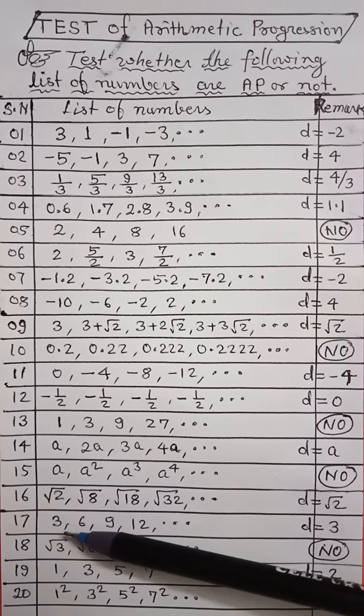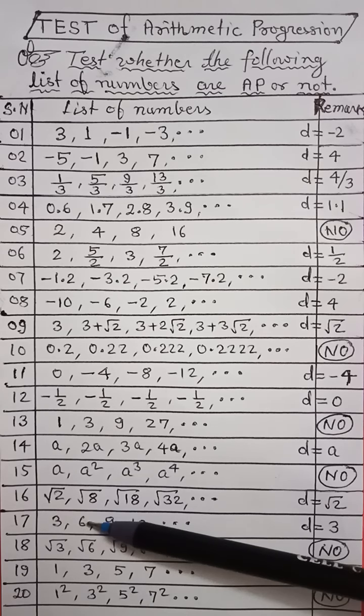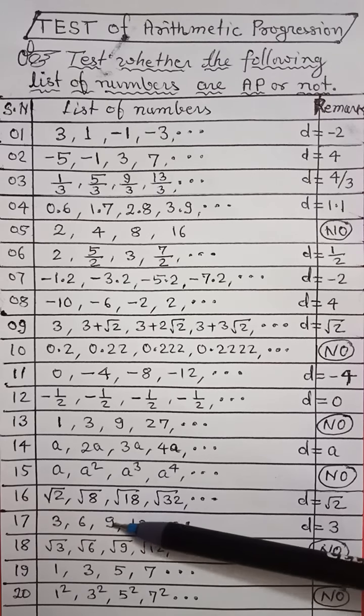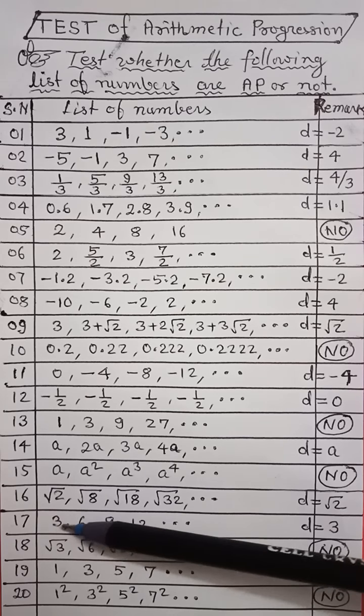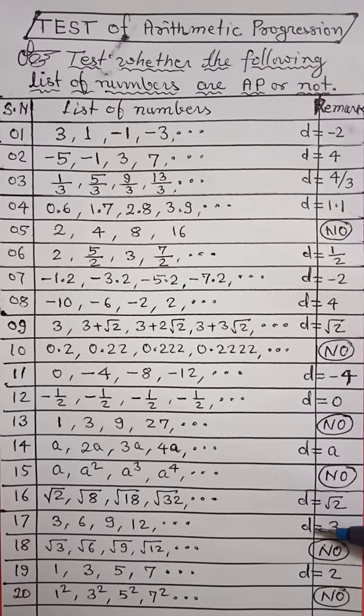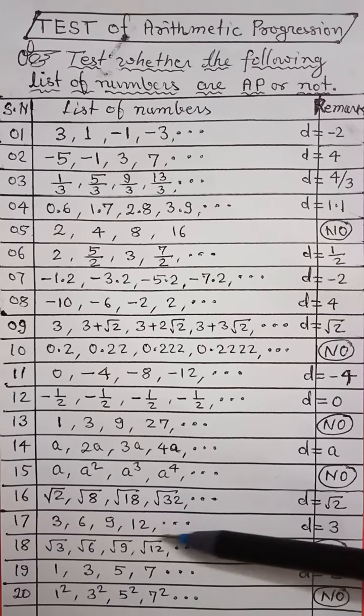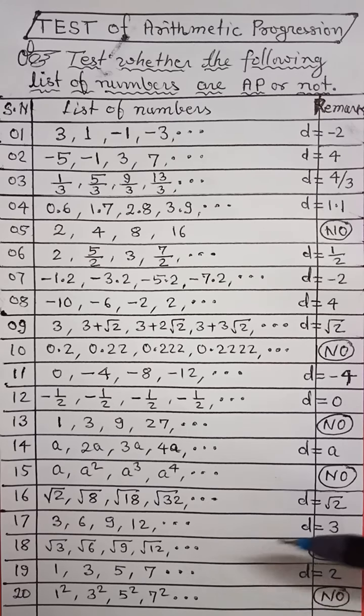Now here you see 3, 6, 9, 12. 6 minus 3 is 3. 9 minus 6 is 3. 12 minus 9 is 3. And therefore we have a common difference, and that common difference is 3. And therefore this is an example of a sequence which is also an arithmetic progression.